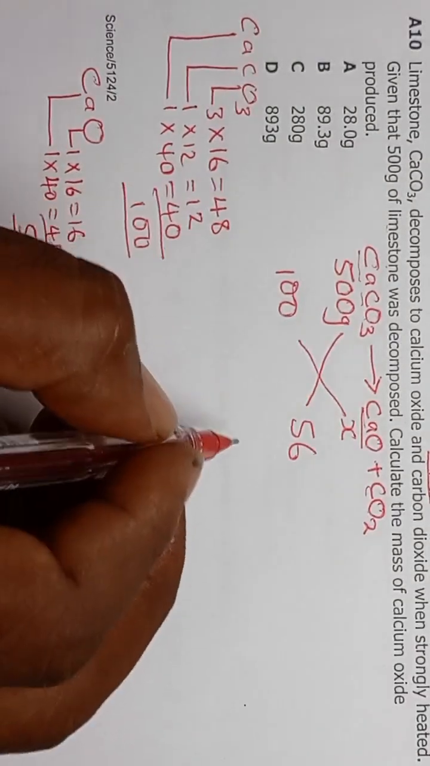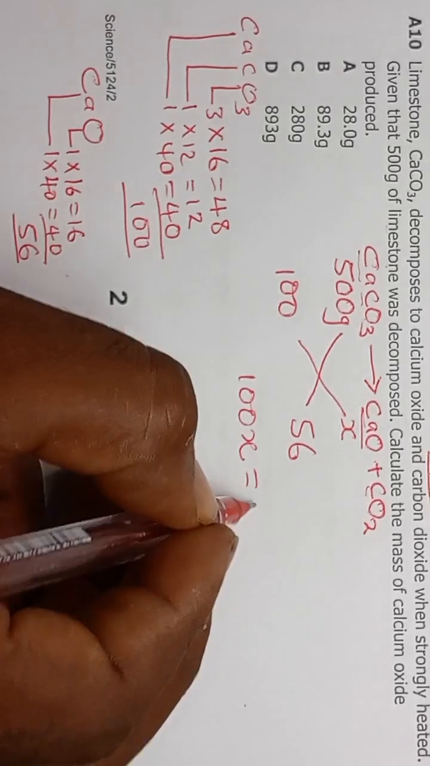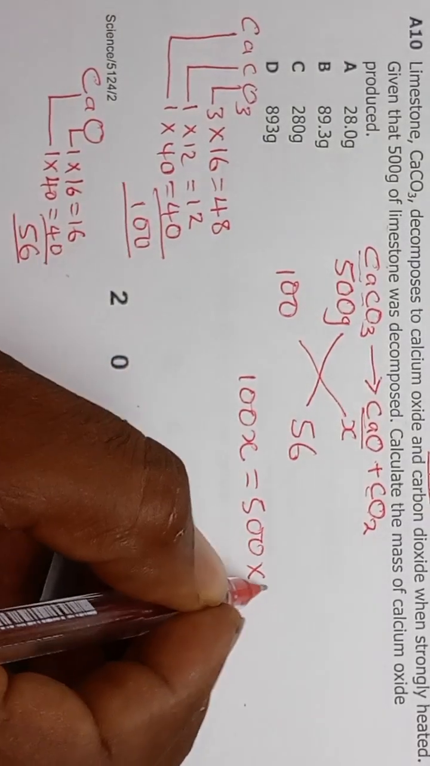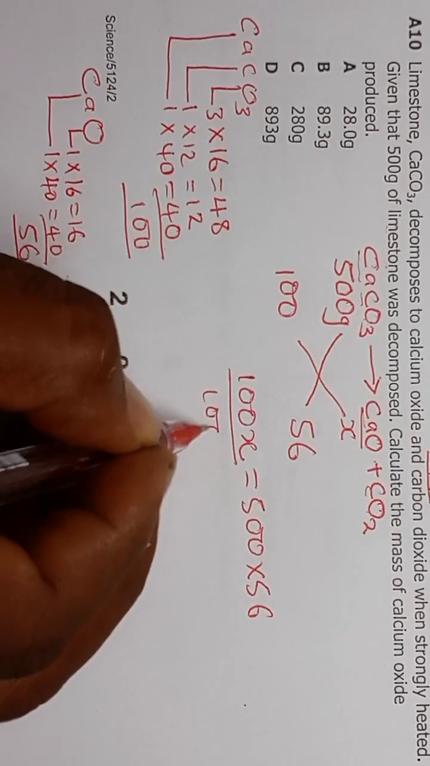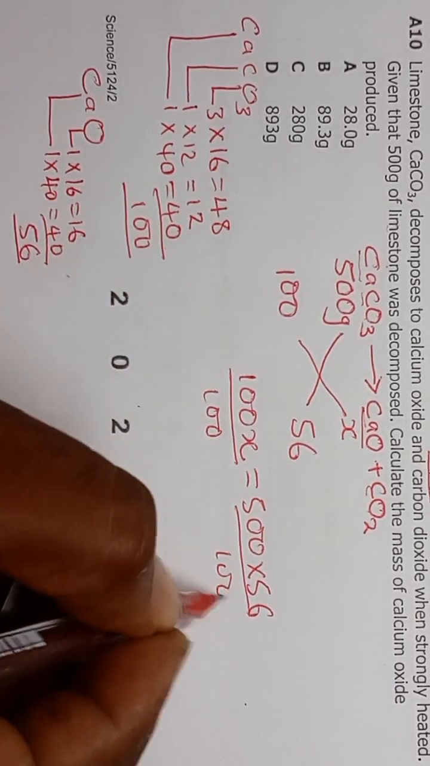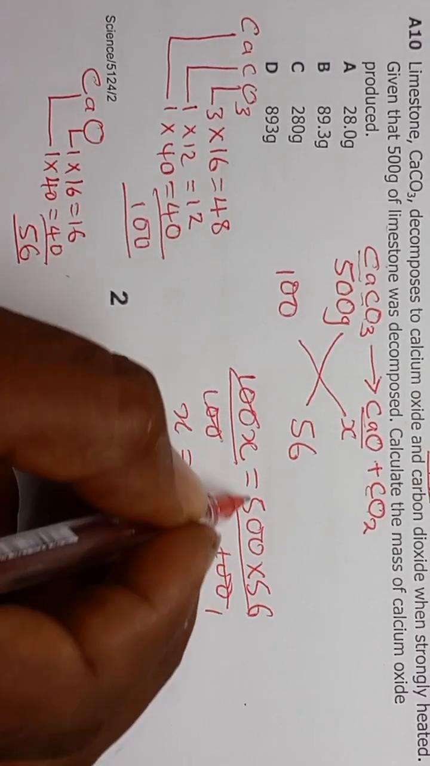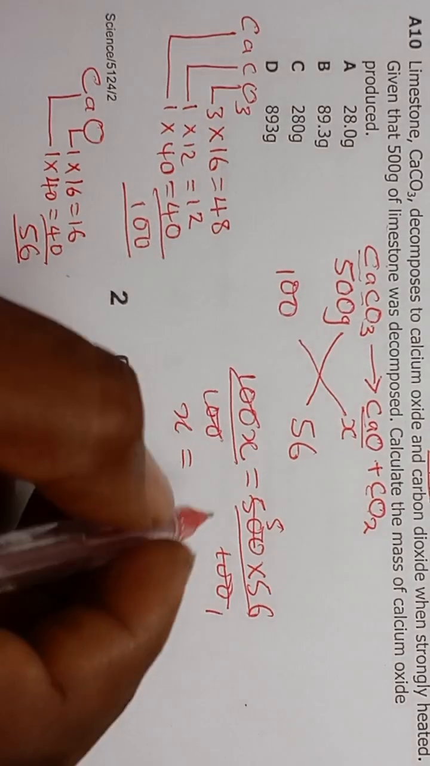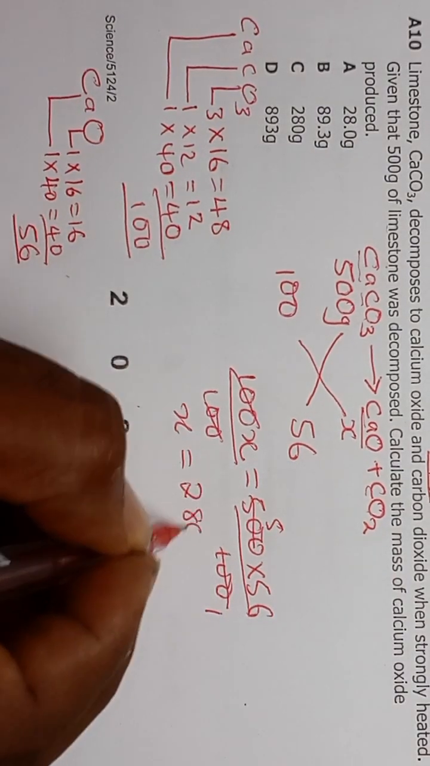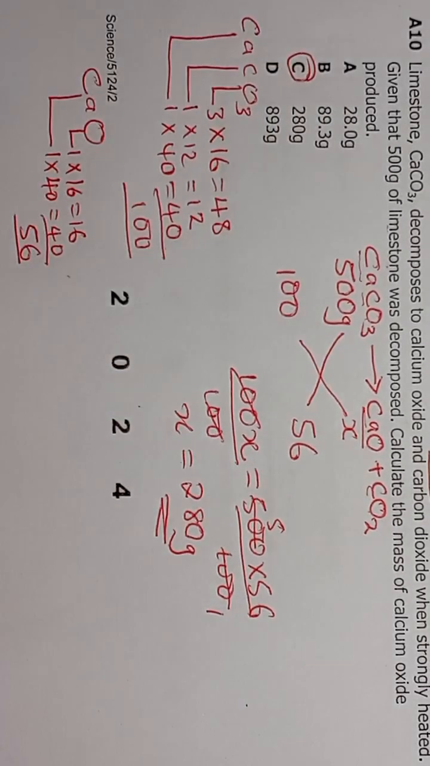So 100 times x, it is 100x. So 500 times 56. So there you just have to divide throughout with 100, 100 and 100 goes. So x is equal to 100 there, it's 1, 100 there, it's 5. So 5 times 56, we are going to have 280 grams. So the answer is C.